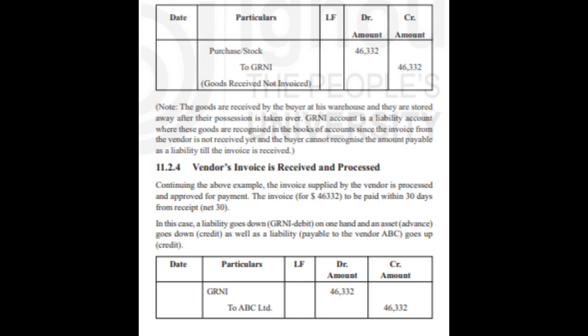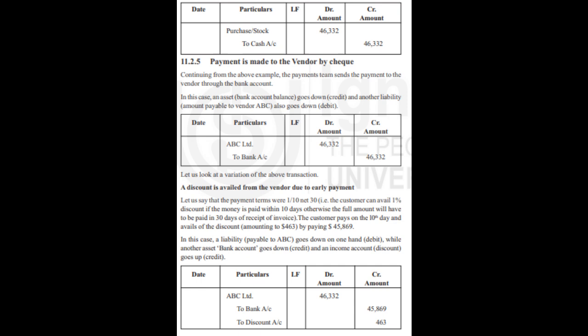Step 4: The vendor's invoice is received and processed. Continuing the above example, the invoice supplied by the vendor is processed and approved for payment. The invoice for $46,332 is to be paid within 30 days from receipt, net 30.